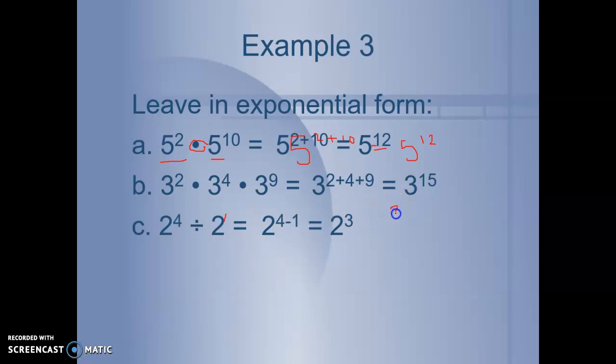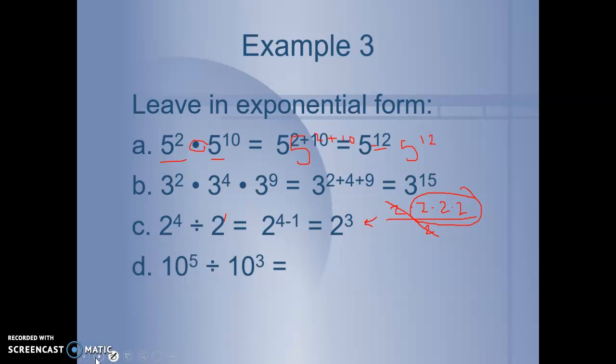Remember, if we write this out, this looks like 2 times 2 times 2 times 2, that's 2 to the fourth, over 2, 2 to the first power. These cancel out, which leaves us 2 times 2 times 2, 2 to the third power, which is what we just proved.